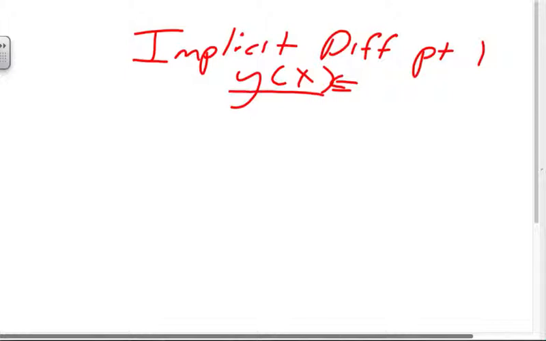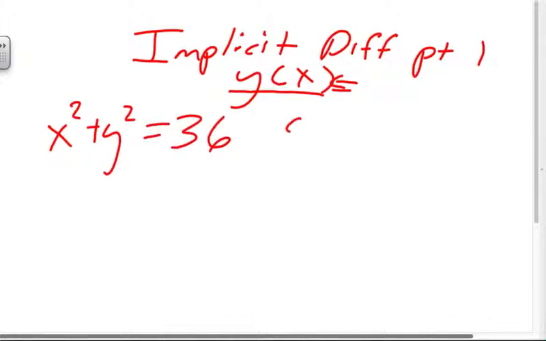So let's talk about then, instead of me going through and telling you, I think the best way to learn this is to actually go through and work some example problems. So let's take a look at a problem which looks like this: x squared plus y squared equals 36. And we want to find dy dx. Okay, well, you notice I've got a y squared here, and so this is where the chain rule is going to come in.